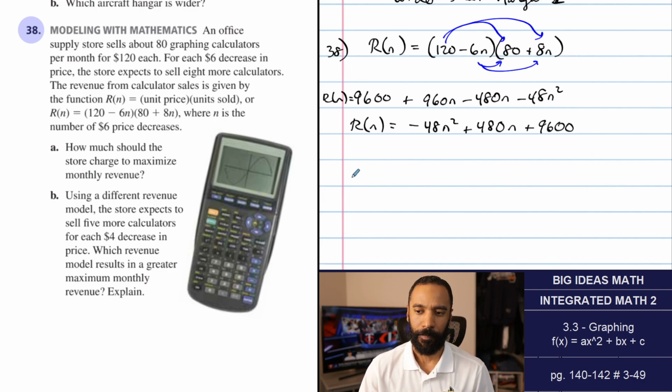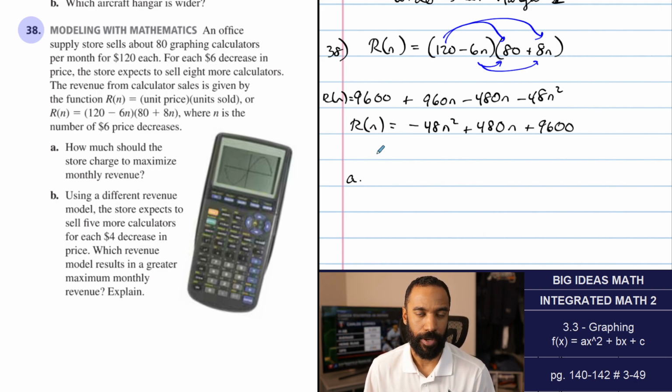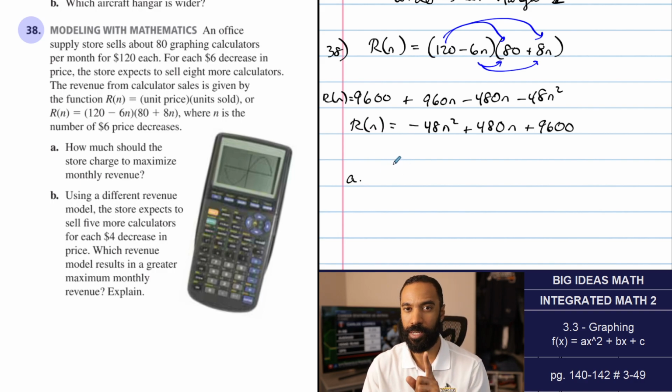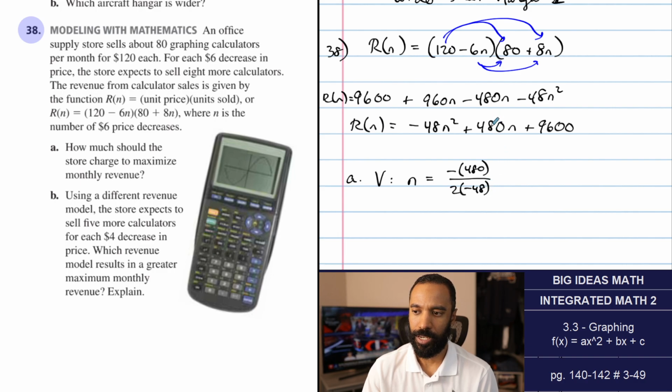So part A, let's find the price point to maximize revenue. Solving for n doesn't give us the price point. Solving for n gives us the number of $6 price decreases, and then we use those $6 price decreases to find the price point. But we only need the n portion of it. They didn't ask what the maximum revenue would be yet. So the vertex n value is going to be negative b over 2a. Linear coefficient, quadratic coefficient. That's negative 480 divided by negative 96.